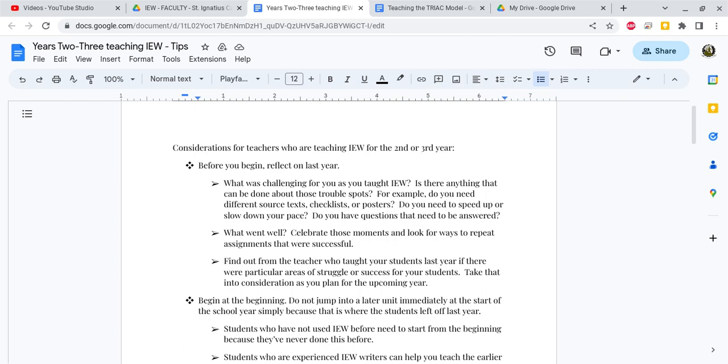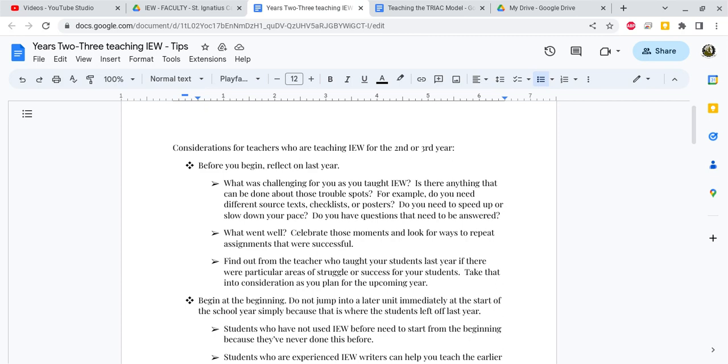One, think about how things went previously. What was really challenging for you? Was there a particular unit that was hard? Was it knowing when to introduce the next dress up or sentence opener? Maybe you didn't like the source text that you used, or you want to tweak your checklists, or you need a better place to hang up the posters, or you need new posters. Just think about the things that could go better based on your experience last year, and make some notes, make some tweaks. But also think about what went well.